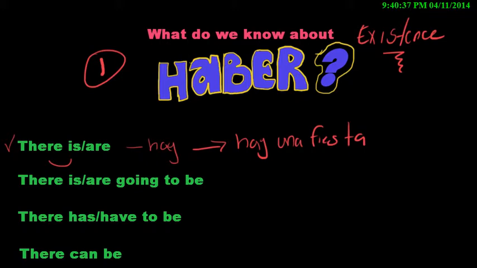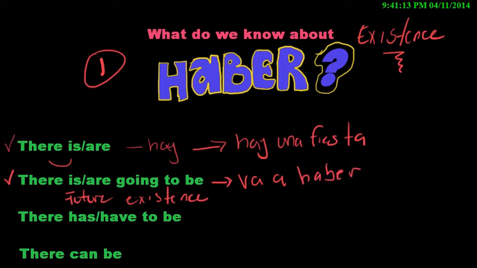We also know how to combine haber with some other verbs. There is going to be, or there are going to be, is the same verb to indicate existence, but this is more like a future existence. To indicate future existence, we combine the verb haber with the verb to go in Spanish, and is va a haber.